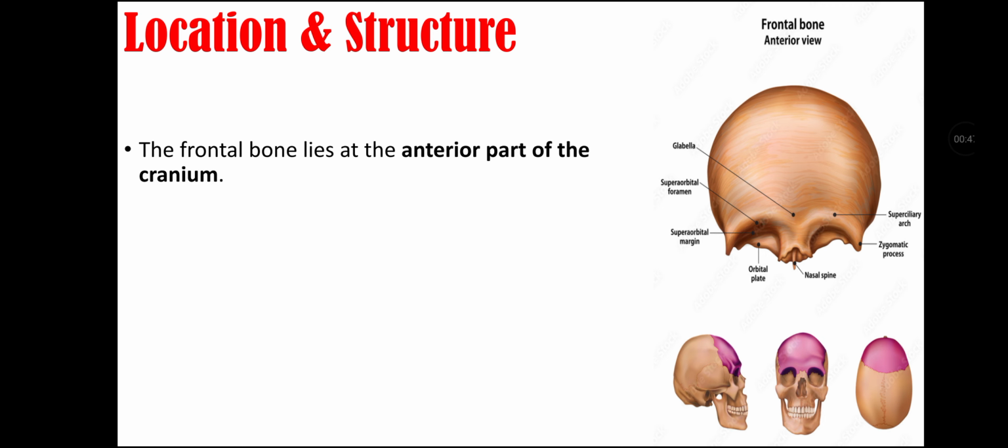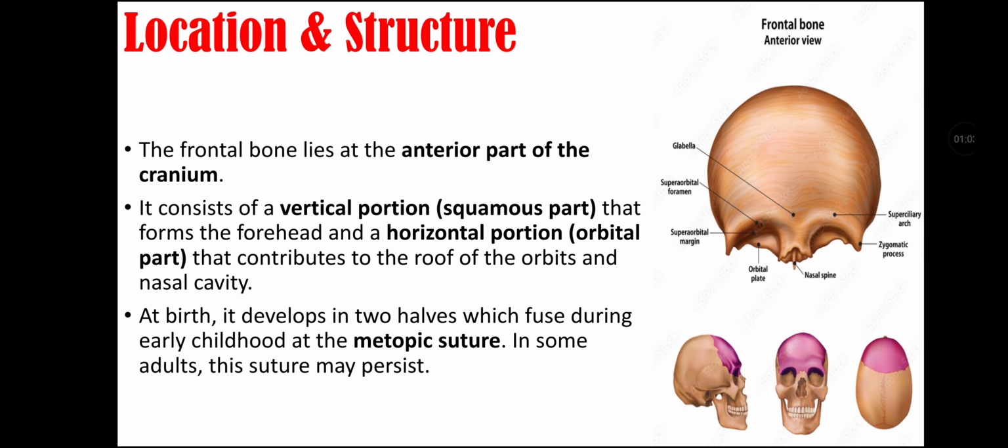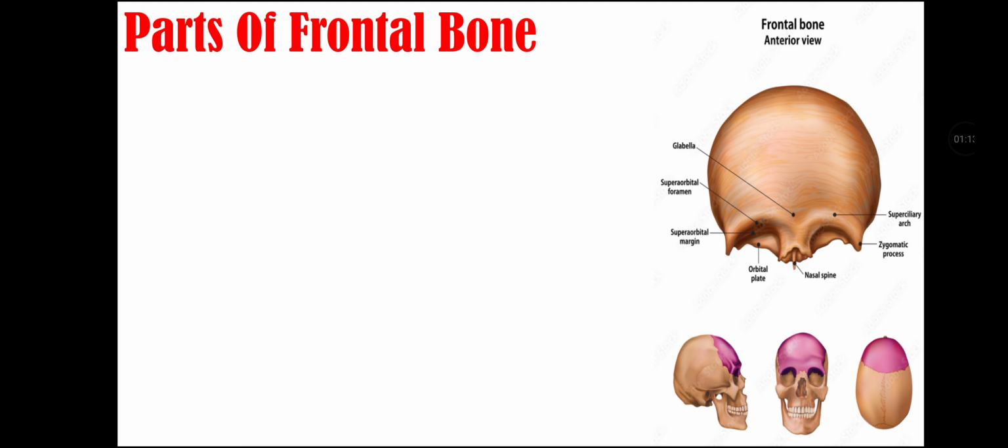Frontal bone lies at the anterior part of cranium. It consists of a vertical portion that is called the squamous part, which forms the forehead, and a horizontal portion that is called the orbital part, which contributes to the roof of orbit and nasal cavity. At birth, it develops in two halves which fuse during early childhood at the metopic suture. In some adults, this suture may persist.